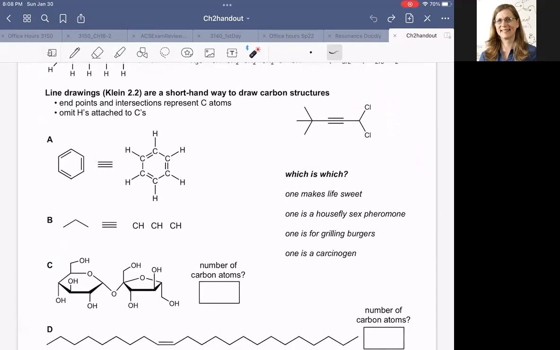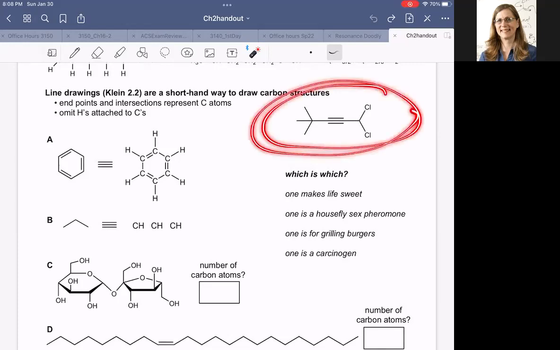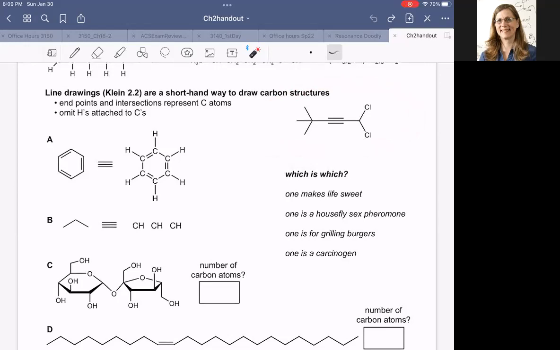And we'll get some practice with that today. Also, line drawings: we had some experience with that in Chapter 1 on recognizing and interpreting line drawings, so we'll get a little more practice with that. Also in Chapter 2, you'll see a skill builder where it asks you to draw a line drawing given a condensed structure or some other representation of the molecule. Okay, so just a reminder here, what does a line drawing represent? Any endpoint of a line and any intersection of lines represent carbon atoms, and then we just leave off any hydrogens that are attached to carbons.